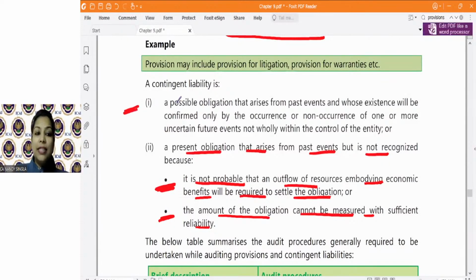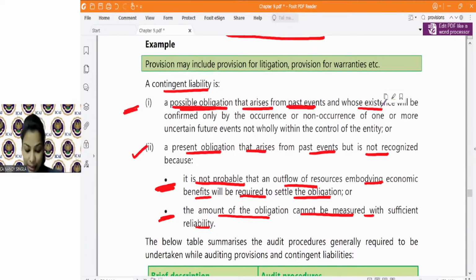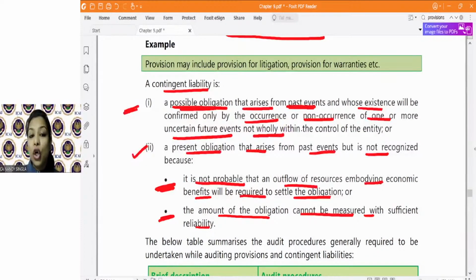Or the first point says, so this was the second point, a contingent liability is a possible obligation that arises from the past event whose existence will be confirmed only by the occurrence or non-occurrence of one or more of the uncertain future events, not wholly within the control of the entity. Take example of any litigation, a suit, Hana. So whether the company will be required to have some outflows, it will depend upon whether the company will win or lose the case.